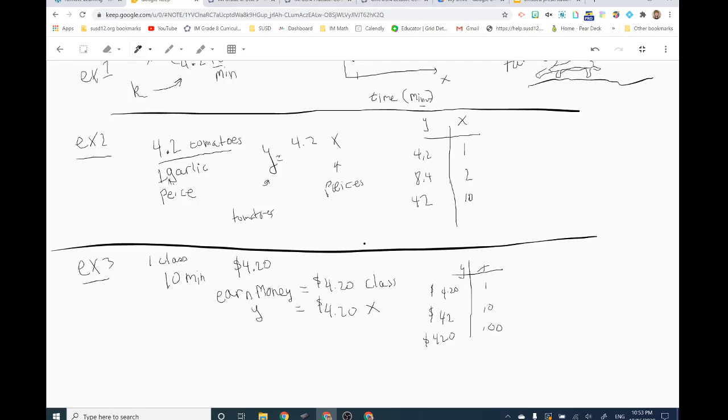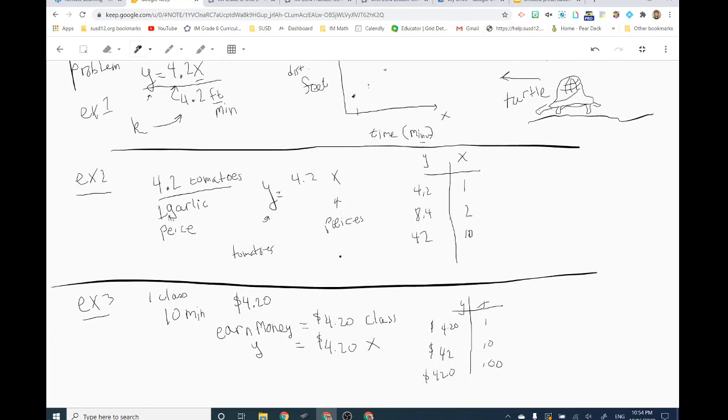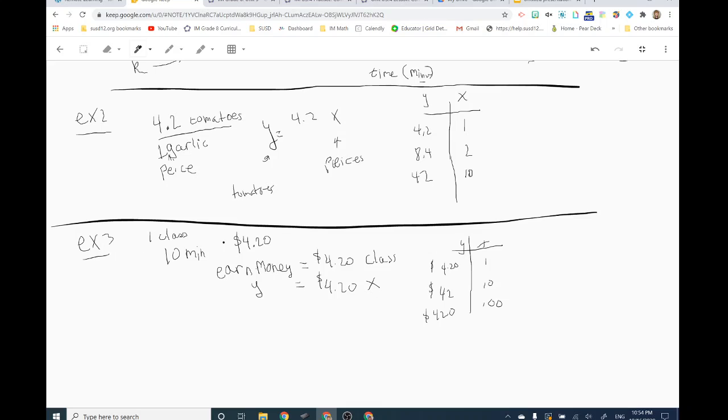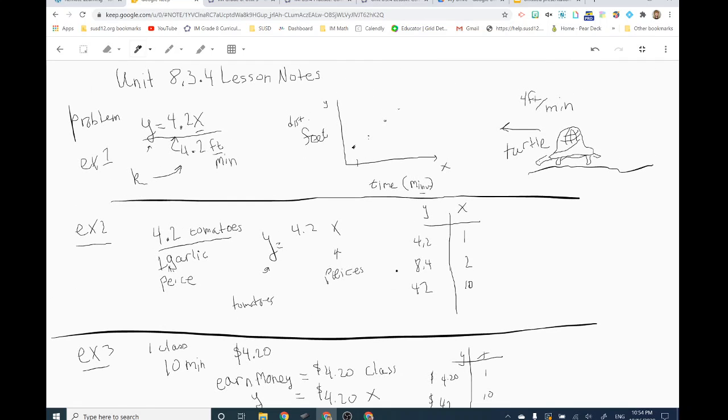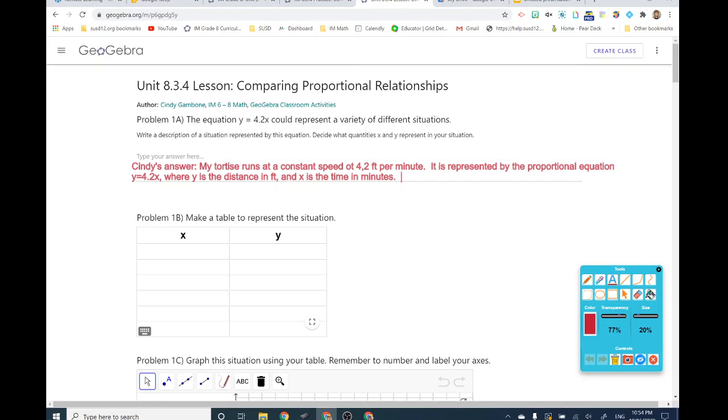Okay, that's another idea. So here are 3 examples to help you. The first example is a speed, feet per minute. The second example is a recipe, and I'm comparing 2 ingredients, in this case, tomatoes to pieces of garlic. And the third example is a job where you earn money, and this is your rate of pay. My friend gets paid $4.20 per 10-minute class. Okay, those examples can help you. Now you try to make your own example. After you make your example, then make a table to represent the situation.